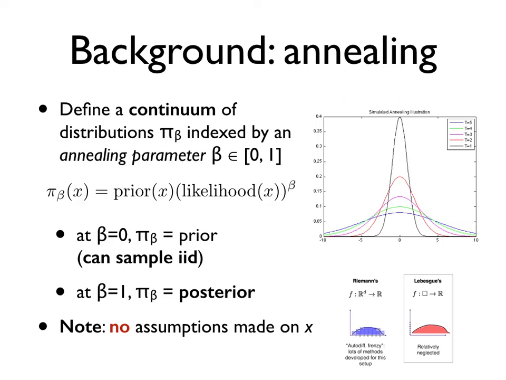Note that here we make no assumption on X. So we can always define this annealing continuum, whether X is a phylogenetic tree or X is in a Euclidean space. So it's in some sense as general as any Lebesgue integral, whereas a lot of current work on non-reversible dynamics is more looking at the kind of Riemann setup where we're in a Euclidean space.